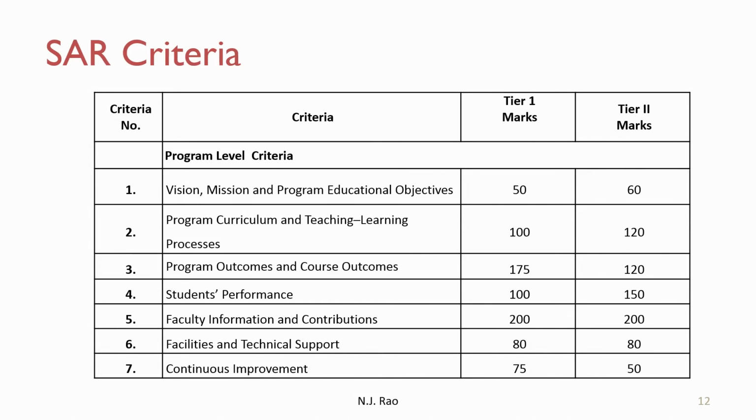If you look, 200 is the largest number out of the 1000 marks that you have, and to this extent NBA truly recognizes that faculty are the main players in undergraduate education, and they are truly the change agents. They really recognize the crucial role of faculty in training good engineers.